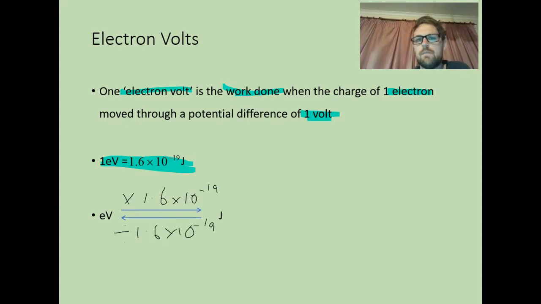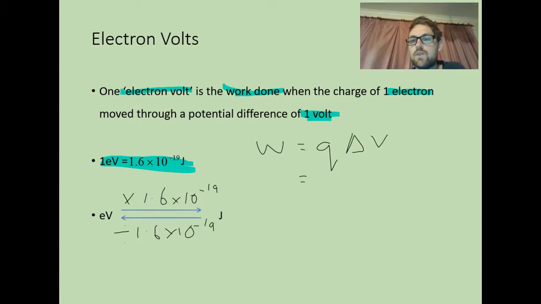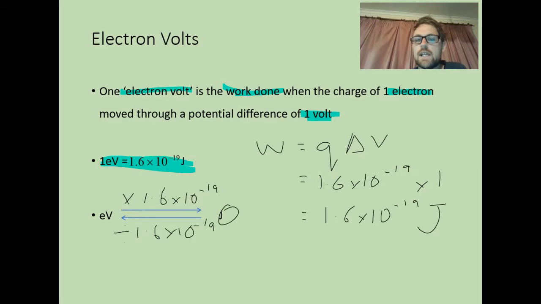Okay. Now, in the definition, the work done. Okay, we have an equation for that. We have work done equals Q delta V. Okay, so the work done when 1 electron has a charge of 1.6 by 10 to the negative 19 across 1 volt times by 1. All right, anything times by 1 is just the original number. So that equals 1.6 by 10 to the negative 19 joules.